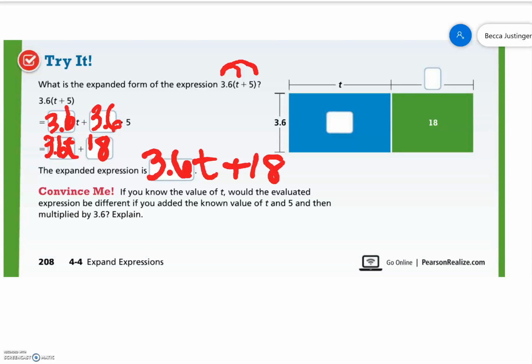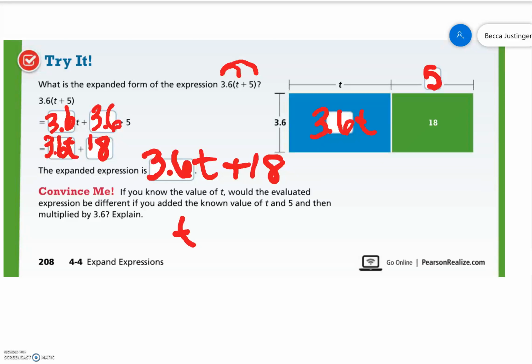With our area model here, 3.6 is the length, t is the width of just whatever that part is, and then this must be 5. This fills in as 3.6t, so you can see it visually. Convince me, if you know the value of t, would the evaluated expression be different if you added the known value of t and 5 and then multiplied by 3.6?